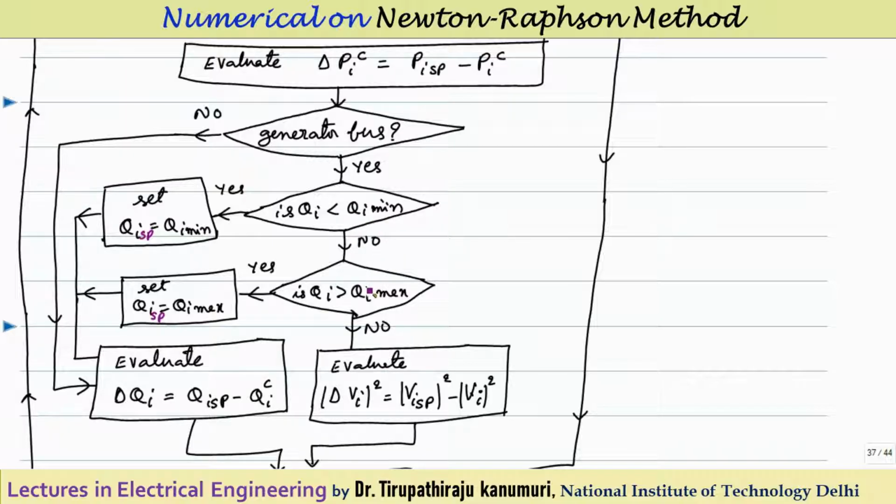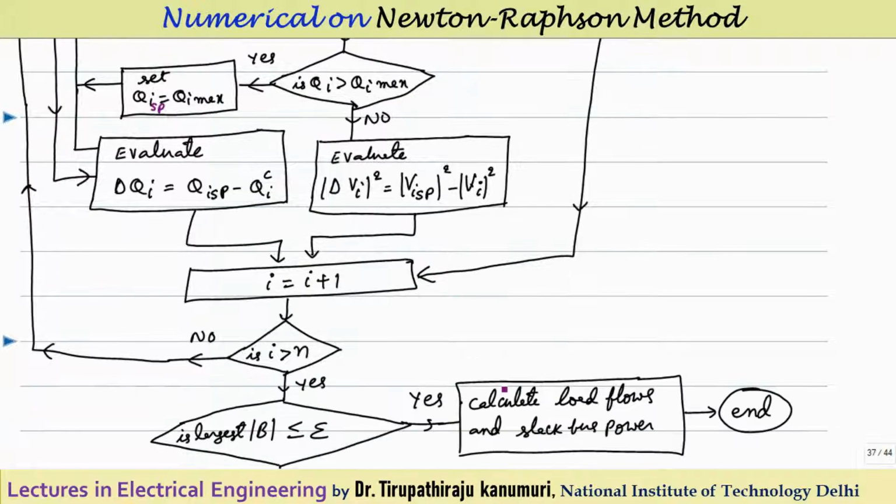Let us assume it is not violating the limits. That means it can be considered as a PV bus. That means whatever voltage is calculated is okay. In that case we evaluate delta Vi square, which is equal to Vi specified square minus the voltage that is calculated or guessed in this iteration, that value squared. Once these are done, we increment the bus count by 1 and go for checking the next bus.